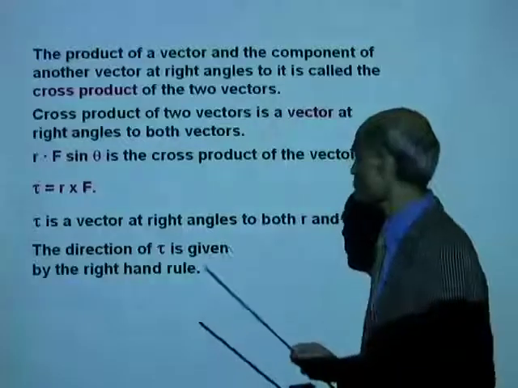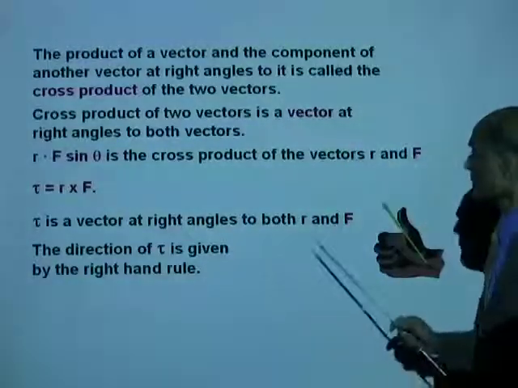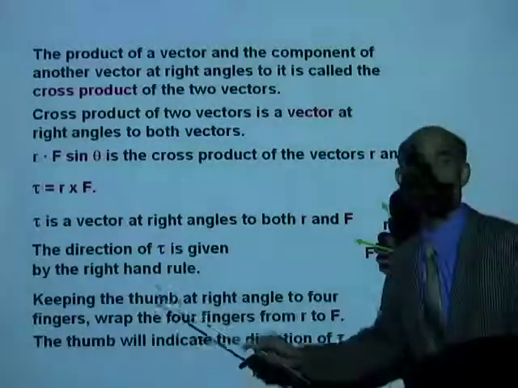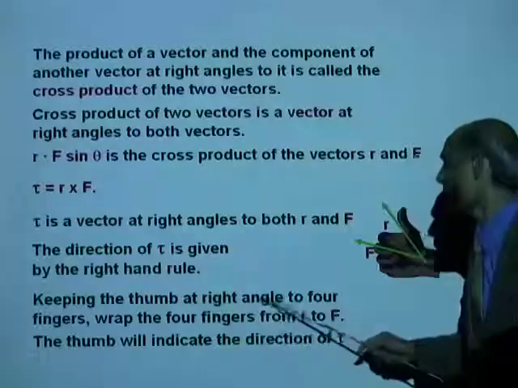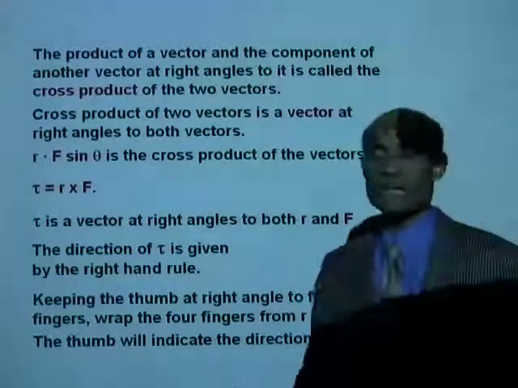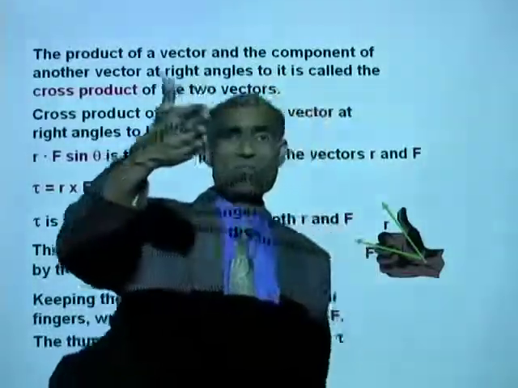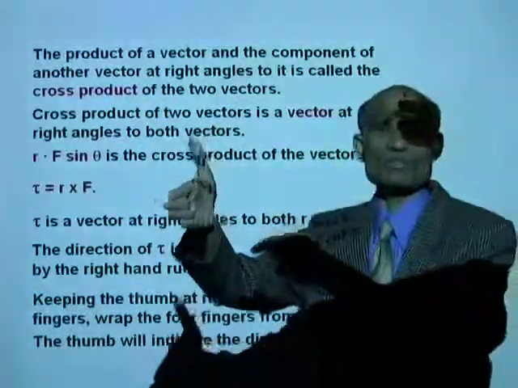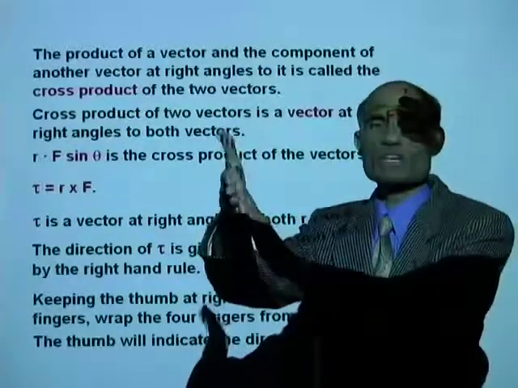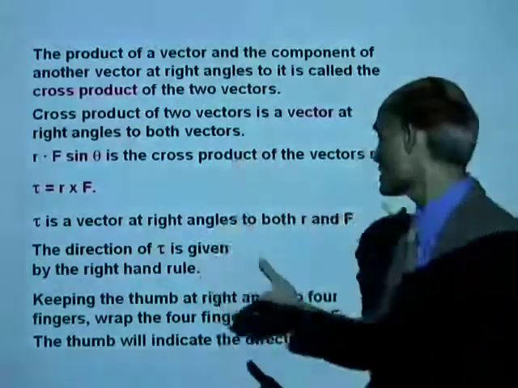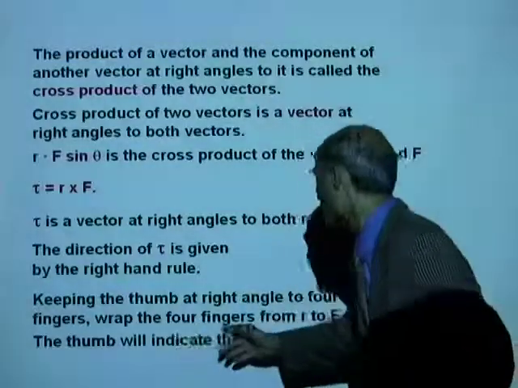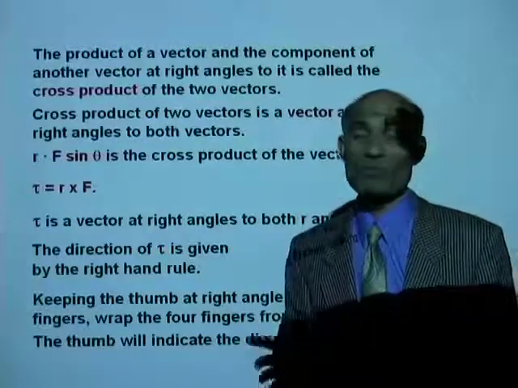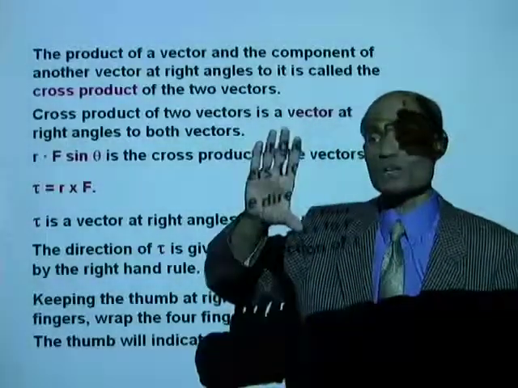What is the right hand rule? Okay, let's make the statement of the right hand rule. Keeping the thumb at right angles to the four fingers. Now, these are the four fingers and the thumb is at right angles. You can see that. Keep the four fingers with the thumb at right angles. Now wrap the four fingers from R to F.